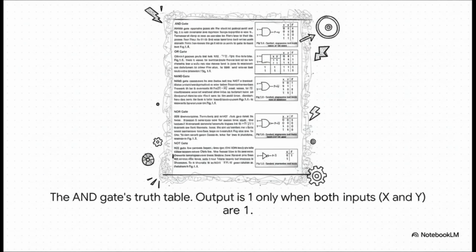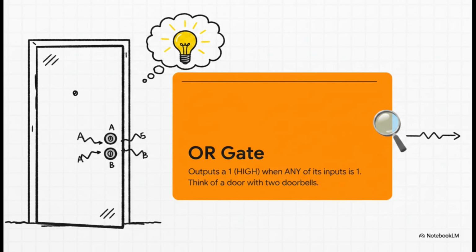And its rule book, what we call a truth table, shows this perfectly. Just look at the options. It's only on that very last line, where input X is 1 and input Y is 1, that the output finally becomes a 1. Any other combination, the door stays shut. You get a 0.